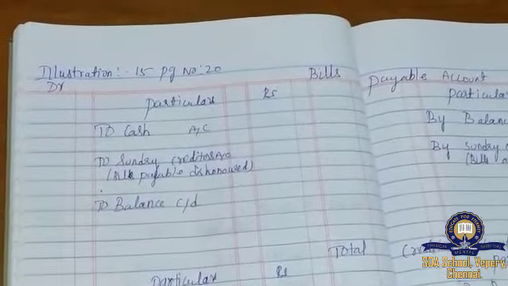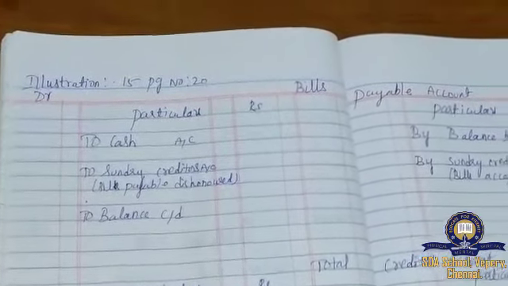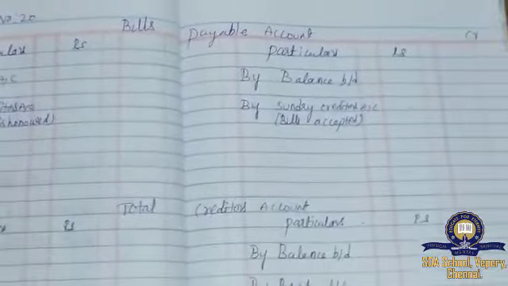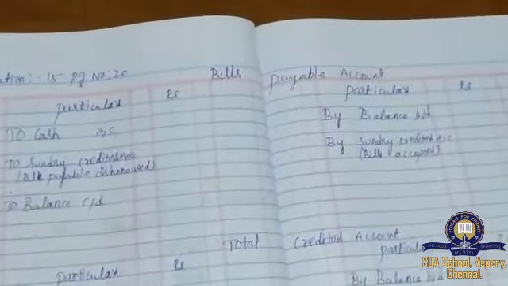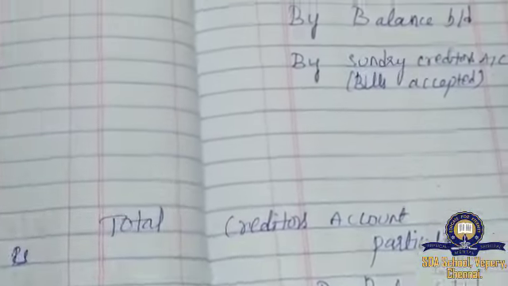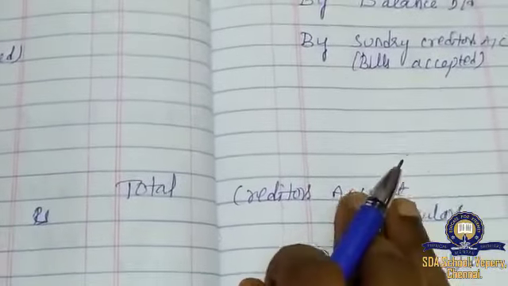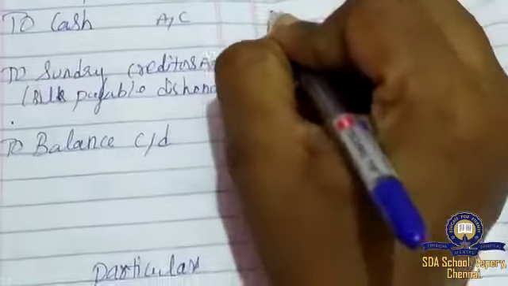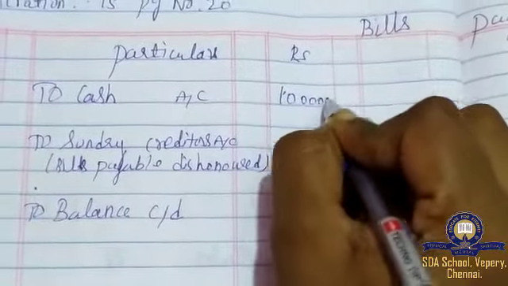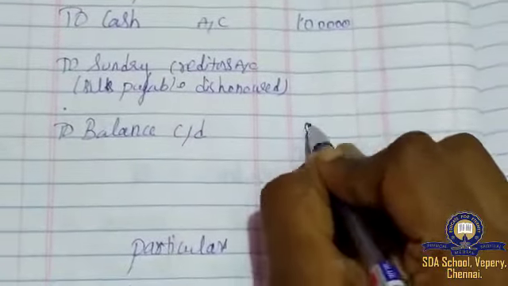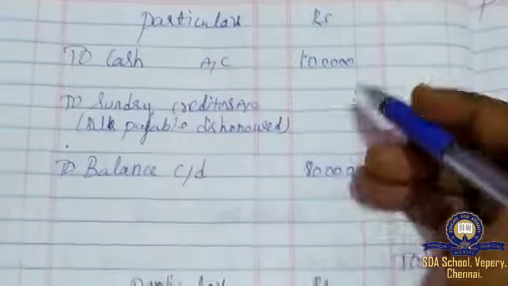So now we are going to do illustration 15, page number 20. As usual I have written the format first. First I have written the bills payable format, then the total creditors account. First I am going to do the bills payable account. By balance brought down is 60,000. Then cash paid. Paid for bills payable is cash paid, that is 1 lakh. Then the closing amount is 80,000. It's not given in the question, so just put a dash.